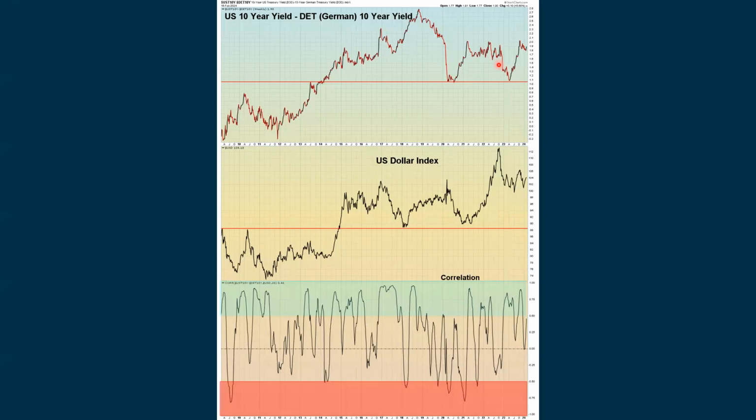Then we look at the 10-year yield in the US and we subtract the German 10-year yield. And because US rates are higher, that gives us a positive result. That's the red line. Anything above the red line is positive. And sometimes we can plot the US dollar index down here and we can see that there's a correlation between the two. Now, lately, there really hasn't been a strong correlation, but it is getting a little bit stronger. If we get back up into this blue area, we might be able to get some insight as to what's happening with the US dollar based on what's happening between US interest rates and German interest rates.